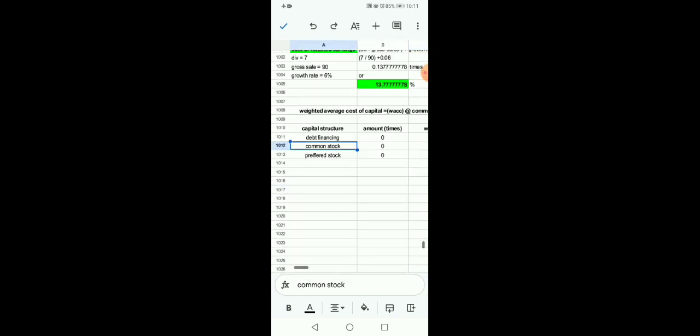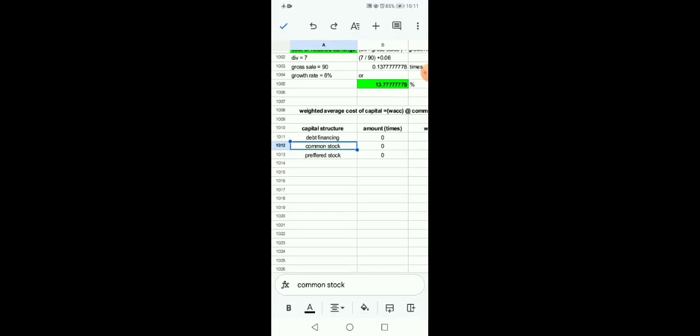Now we are up to common stock, and let's see what the weight of common stock is. Here it has been mentioned in the last line. You have common stock here and the weight is 50%. Okay, 50% in front of common stock, but you will convert it into times. So 50 divided by 100. Weights are completed. Now next is cost.